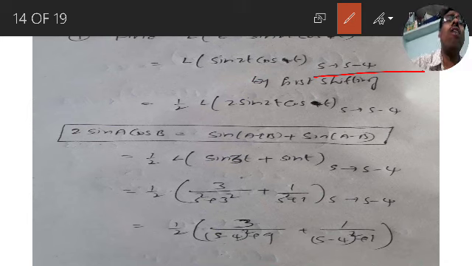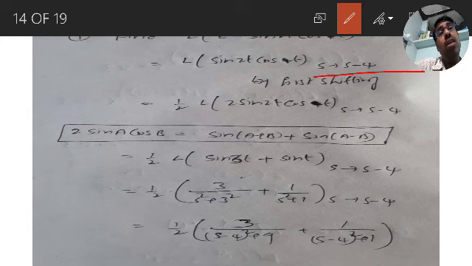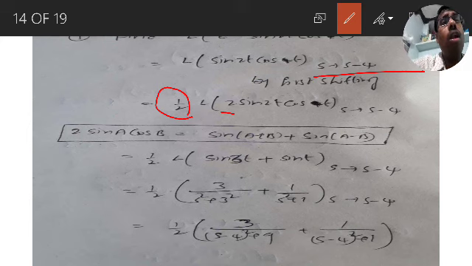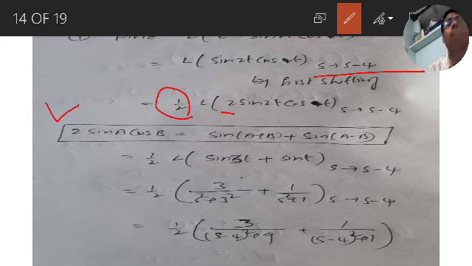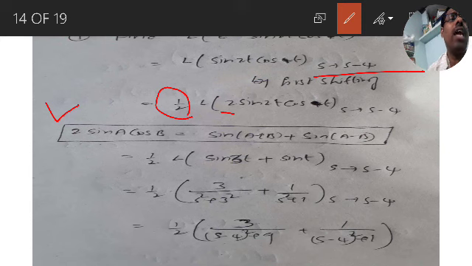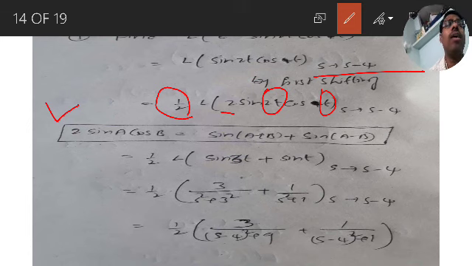Now what you have is L of sin 2t into cos t, sin a into cos b, but the formula we have is for 2 sin a cos b, so multiply and divide by 2. 1 by 2 into L of 2 sin 2t cos t. What is the formula? 2 sin a cos b is sin of a plus b plus sin of a minus b. What is a? Here a is 2t and b is t. 2t plus t is 3t, 2t minus t is t, so sin 3t plus sin t.